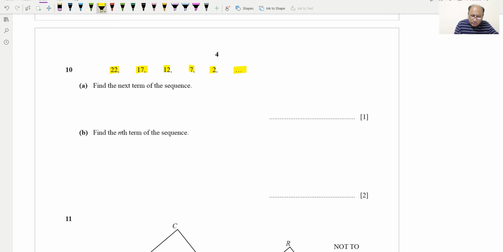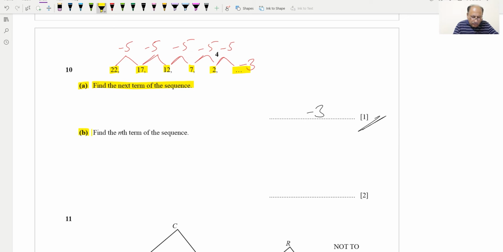Now question number 10, it says this is the sequence which is provided, and these numbers are given of the sequence, and this value we need to find. A part, find the next term of the sequence. If we check the difference, the d value is minus 5, this is also minus 5, so by subtracting 5 we are getting the next number. So 2 minus 5 will be equal to minus 3, so our answer will be minus 3. This will be for 1 mark.